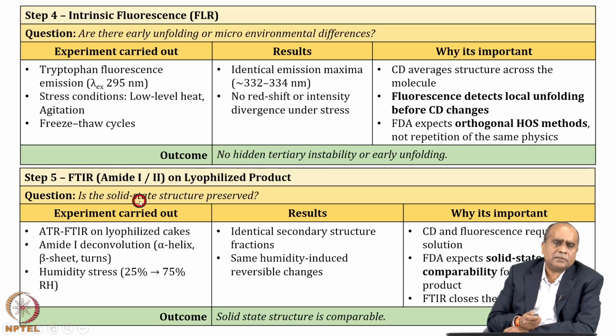And then next is FTIR, on the lyophilized product. Suppose your protein is not stable and you want to store it in a lyophilized form and then reconstitute it before injection; you can look at whether lyophilization or freeze thaw cycles are changing it or not. So, is the solid state structure preserved? To do that, you have to do ATR-FTIR on the lyophilized cake, and you get the amide 1, amide 2 structure, you deconvolute, and get the alpha helix, beta sheet, turn. You can put it to humidity stress like 25 to 75% humidity, and if nothing is changing, you should get the identical secondary structure fractions.